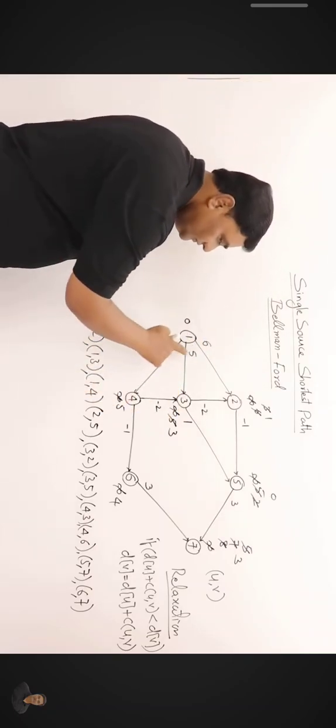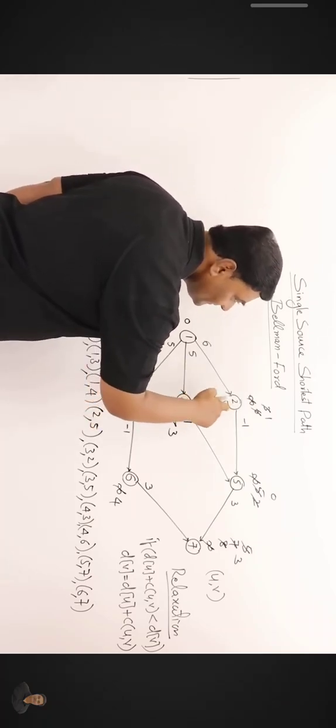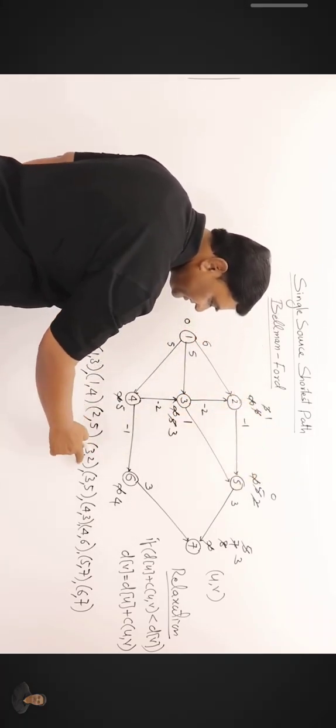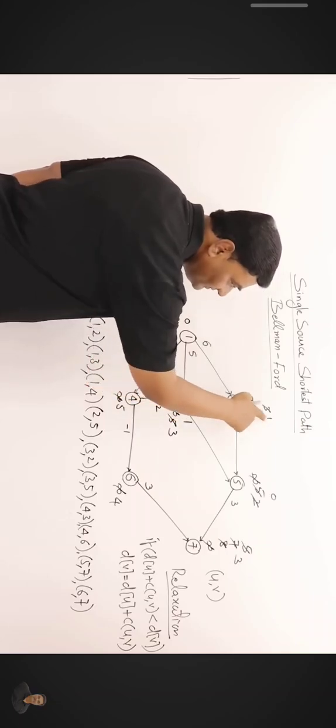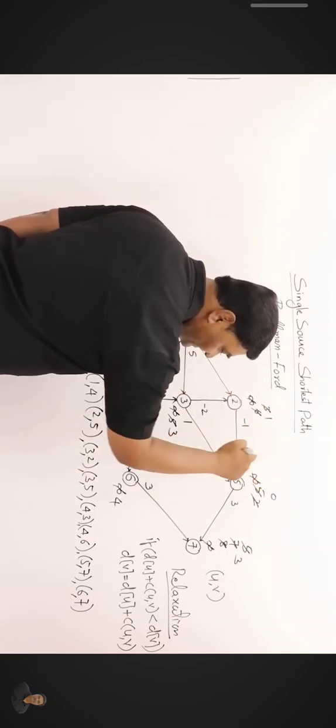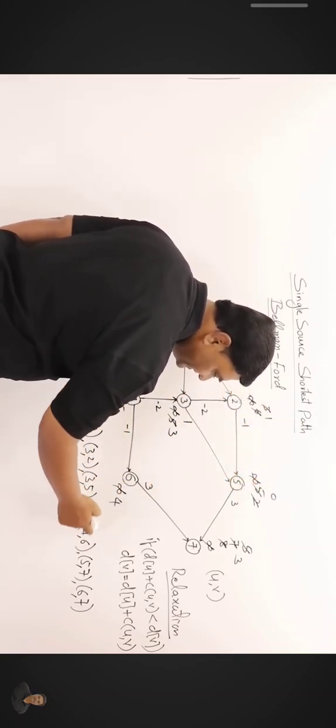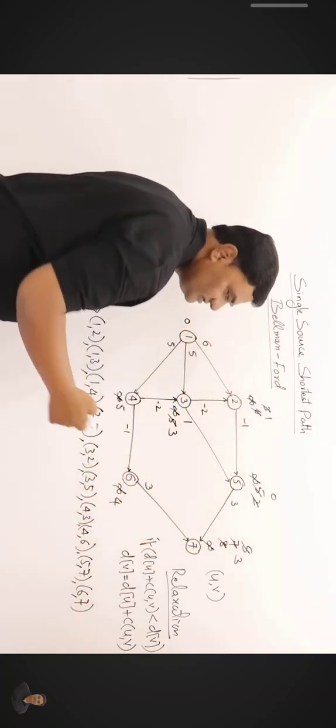1 to 2 will not change. 1 to 3 will not change. 1 to 4 will not change. 2 to 5. 2 is how much? 1. 1 minus 1, 0. That is not changing. Then 3 to 2. 3 minus 2, 1. 1 is already 1. Then 3 to 5. So this 3 plus 1, 4. That is better. 4 to 3 will not change. 4 to 6 will not change. Then 5 to 7. 0 plus 3, 3 only. 6 to 7. No change. Now this has stopped changing.